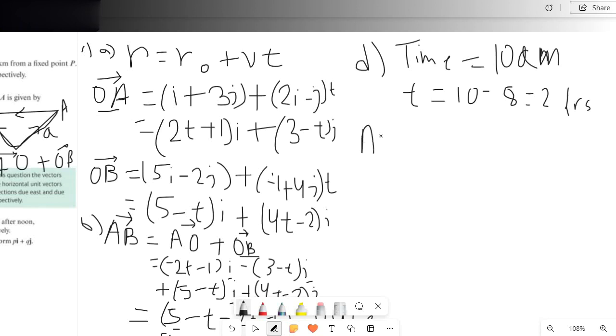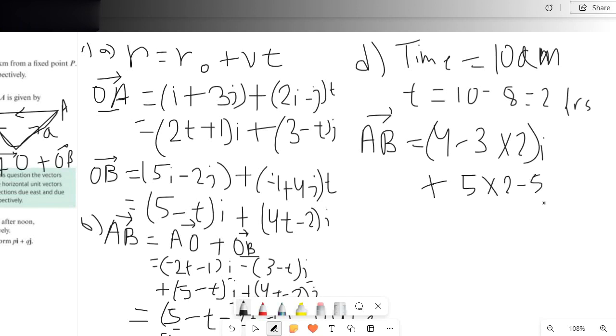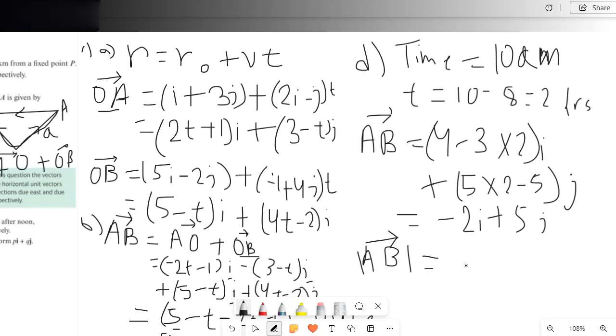Therefore we can find the expression for AB being (4 minus 3 times 2) i plus (5 times 2 minus 5) j, and so our expression for AB becomes minus 2i plus 5j. As we know, the distance is the modulus of the displacement vector. Therefore the modulus of vector AB is the square root of 2 squared plus 5 squared, which is root 29, approximately equal to 5.39 kilometers.